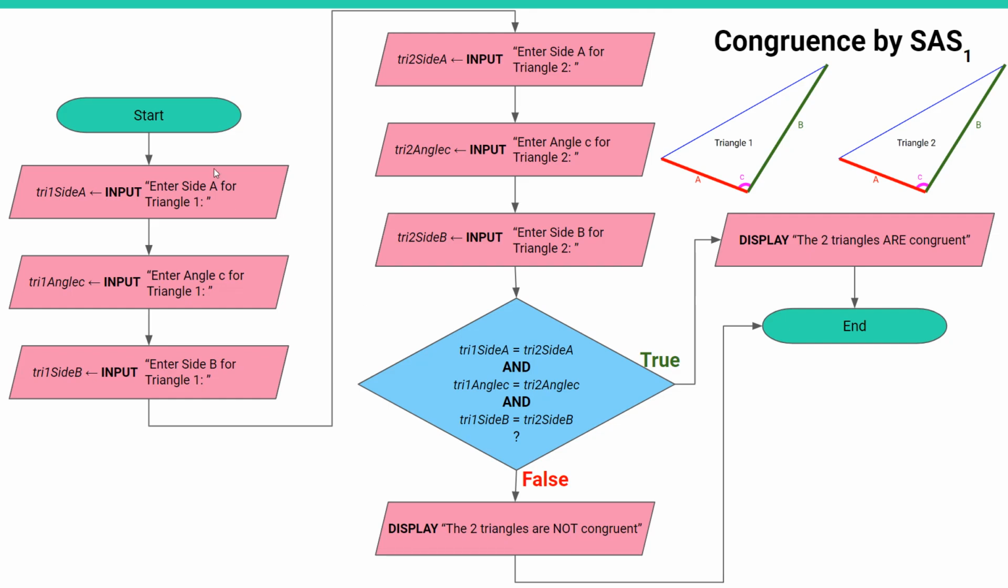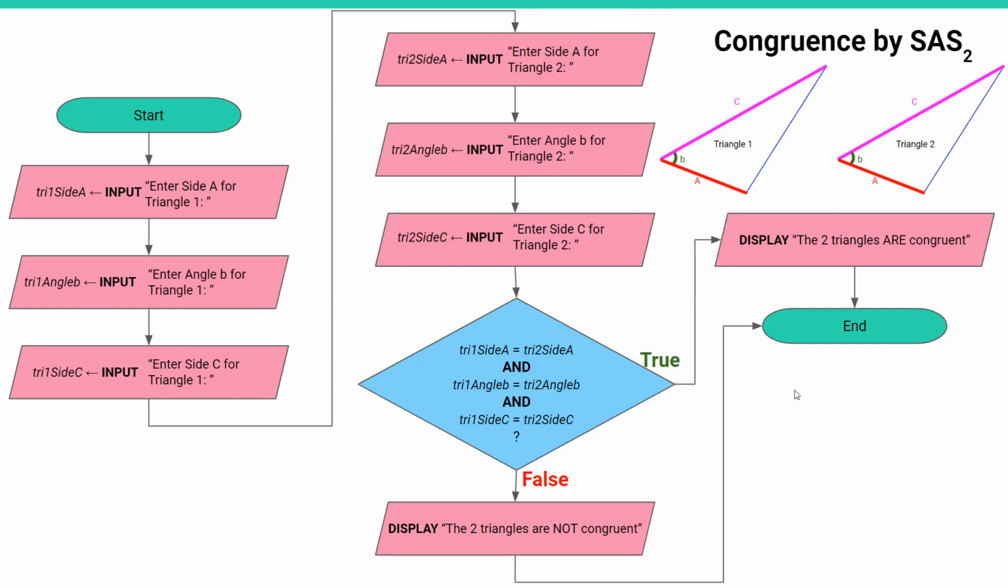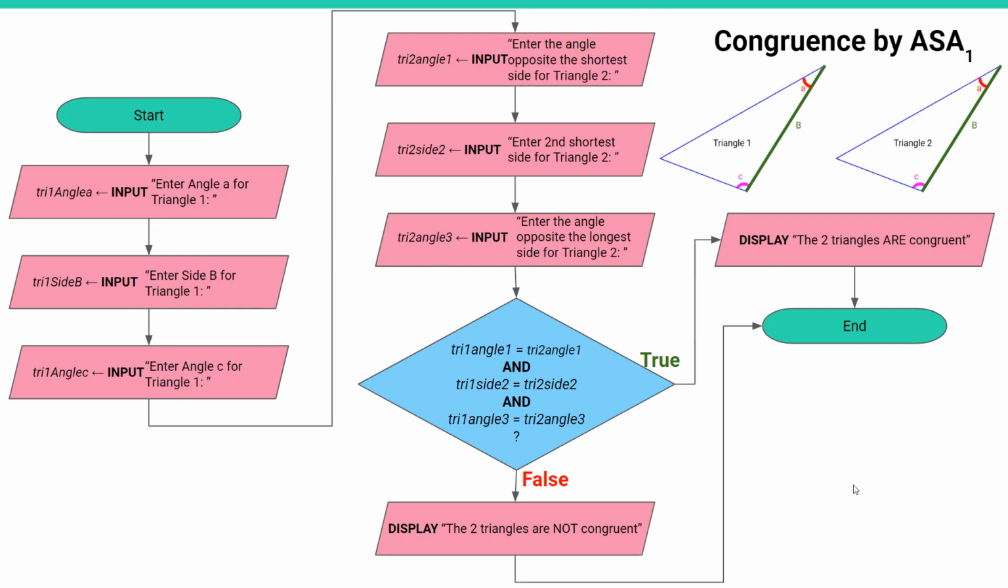So in this case, we're still asking for 6 pieces of information, 3 for triangle 1 and 3 for triangle 2, but we're asking for 2 sides and an angle. So we're asking for side A, angle C, and then side B, and we do the same for triangle 2, and then we do the similar comparison and we determine whether or not they are congruent. You can see there are various different combinations of side angle side, so you can have ACB, you can have ABC, you can have BAC, okay?